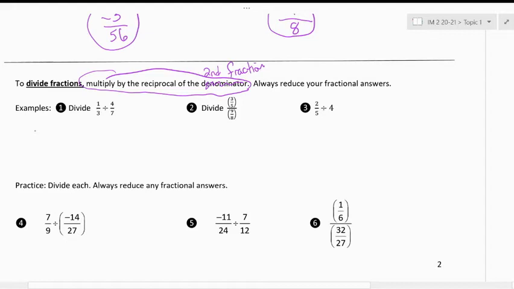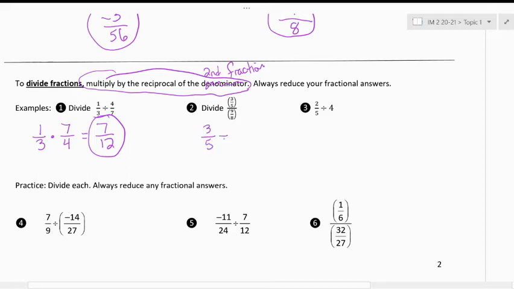So in other words, for number 1, we want to divide 1/3 by 4 over 7. So it's 1/3 times 7 over 4. That's our reciprocal. We just flip it upside down. Multiply straight across, like we were doing above. Nothing goes into 7 and 12. 7 is prime. We're done. That's it.